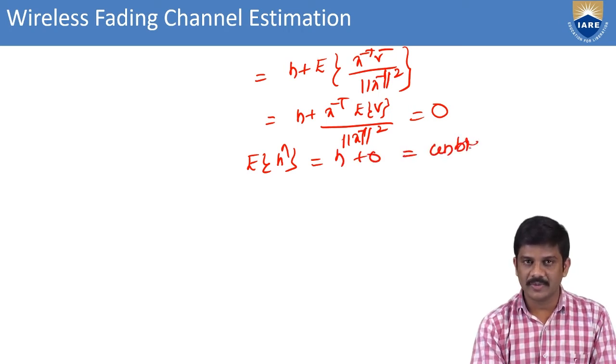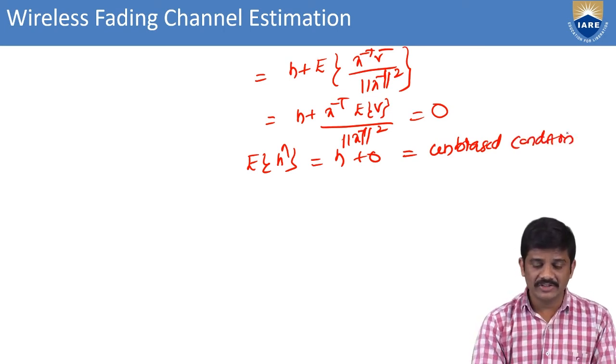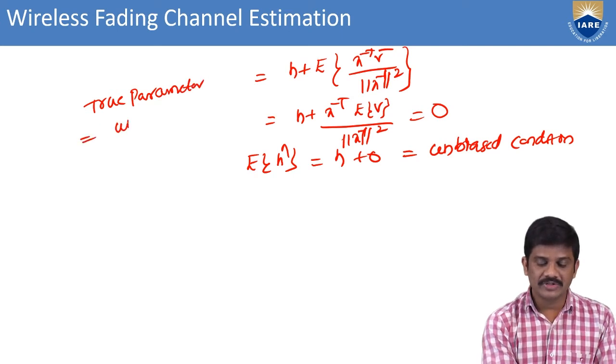We know it from the previous session also. What is the unbiased condition? It means we are taking the true parameter equal to the unknown parameter or estimated parameter.